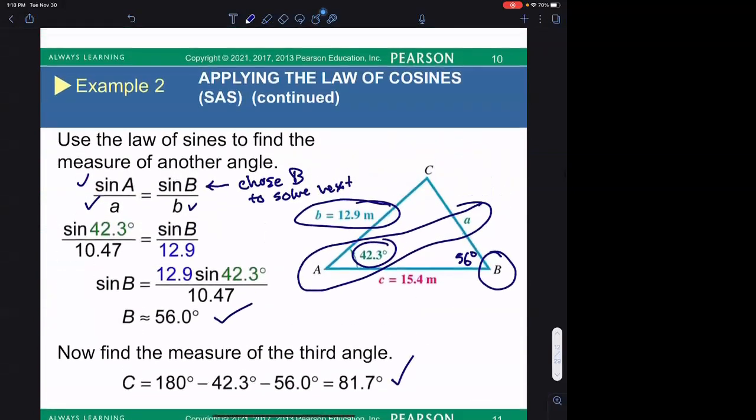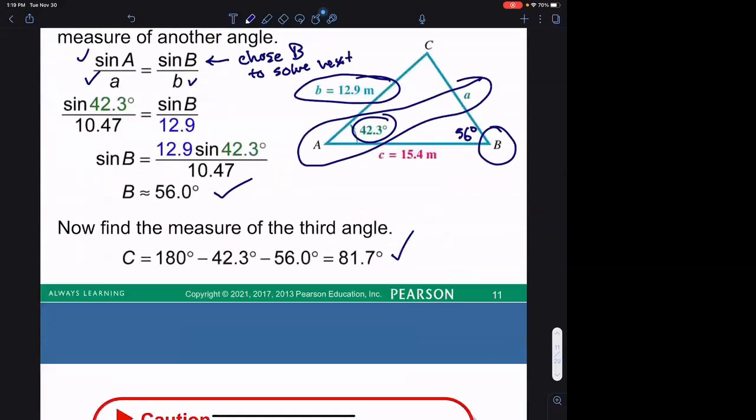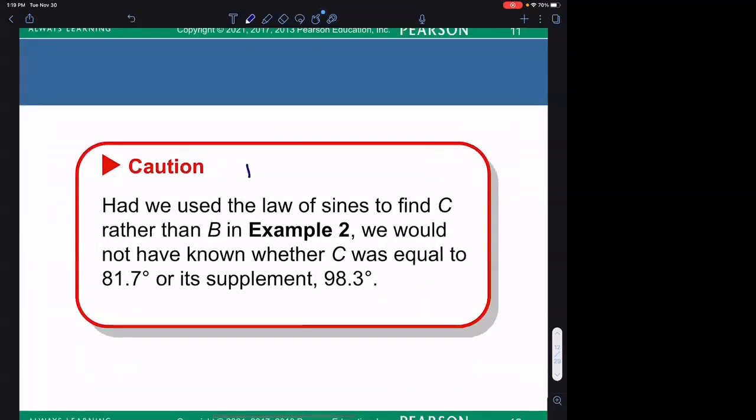So if you find the smaller angle first, that you know can't be more than 90 degrees, then there'll only be one answer. And then once you know that, you can use that and the other one you know to find the third one, and then you avoid this confusion that they're cautioning about here. So this is why they chose B. So to avoid this, solve for the smaller angle first. So use this to solve side angle side.